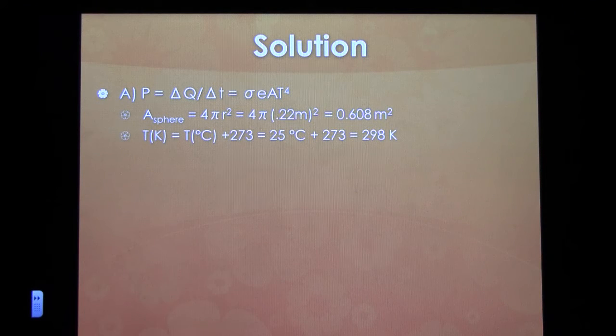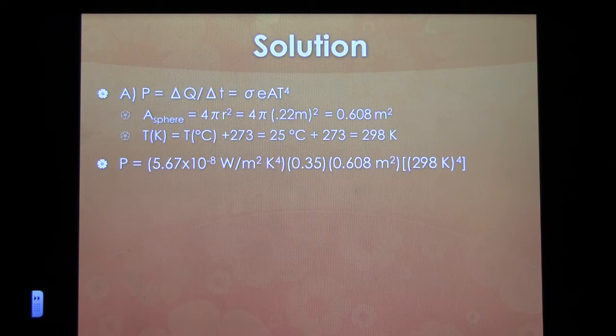We can also use the temperature in Kelvin, which has to be converted from the degrees Celsius temperature. So we take the degrees Celsius temperature and add 273, which gives us a value of 298 Kelvin. Finally, we can plug into our equation.